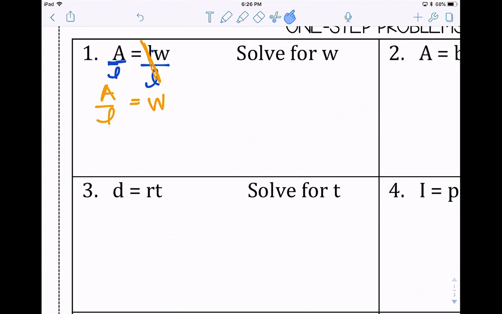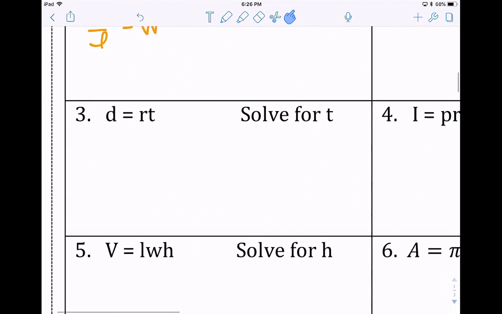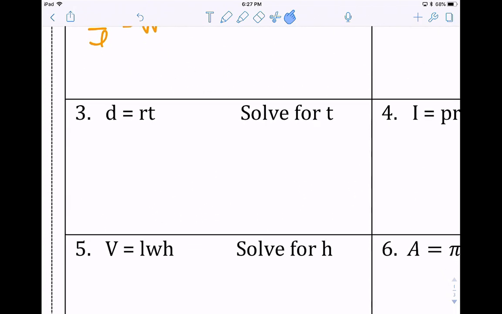All right, so number 3 says solve for t. Hopefully you recognize this formula is the distance formula. Distance equals rate times time, so d equals rt. So solve for t. Very similar to number 1. You should notice that t and r are being multiplied when they're just put together.